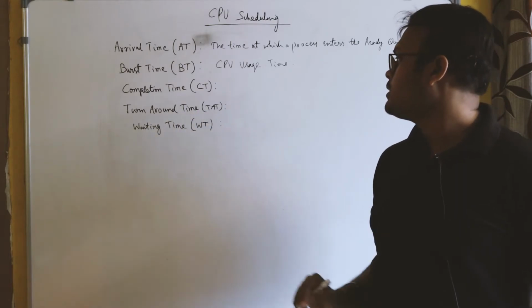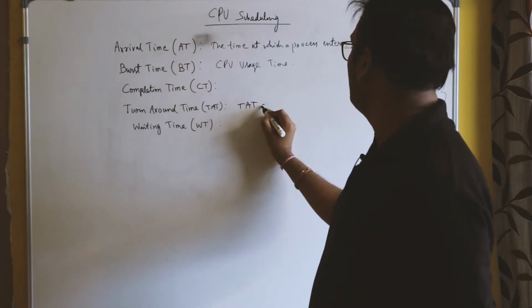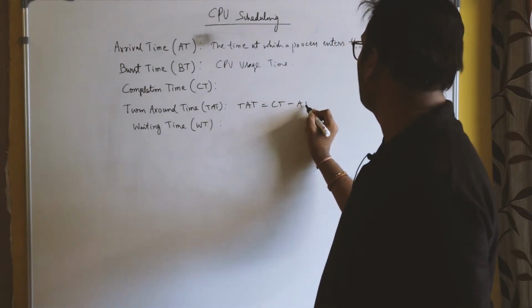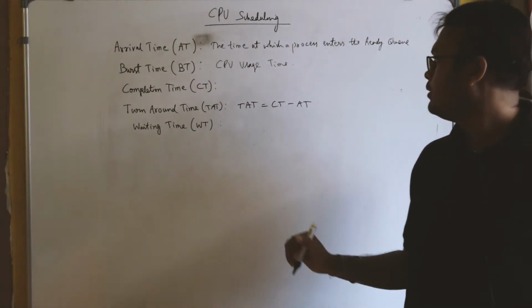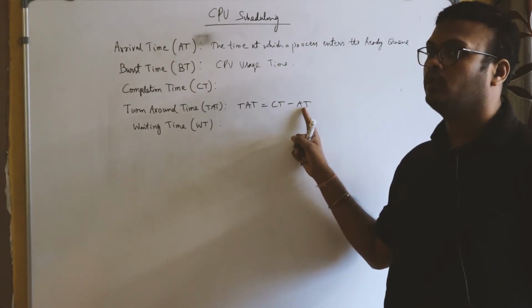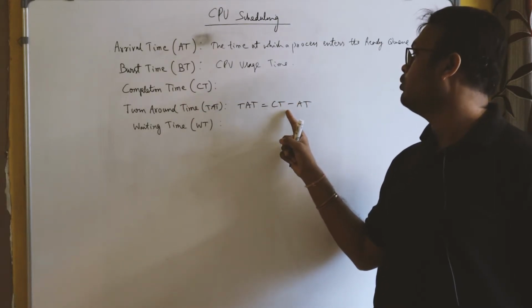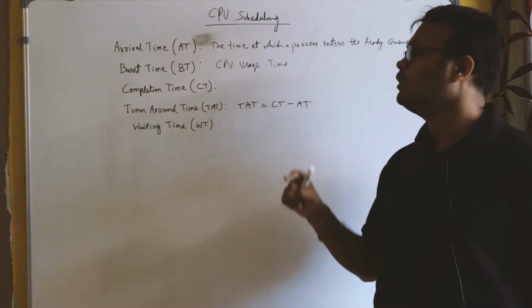Fourth term is turnaround time. Turnaround time is equal to completion time minus arrival time. Now you can guess. After entering into the ready queue, the amount of time the process spent in the ready queue till its completion, that is called turnaround time.